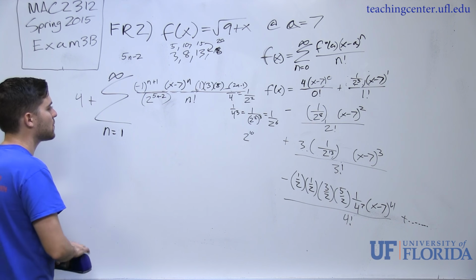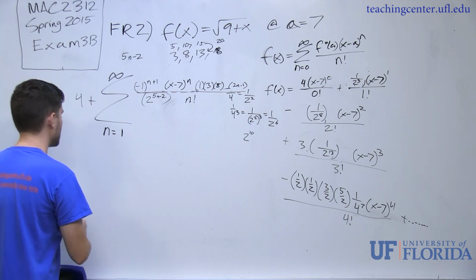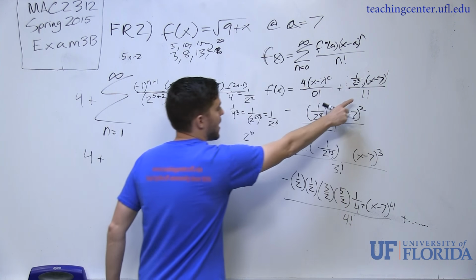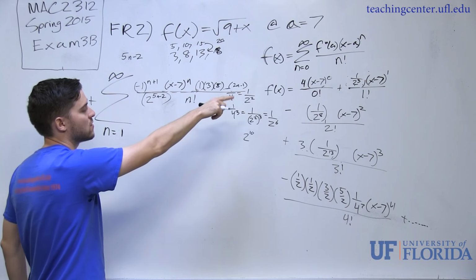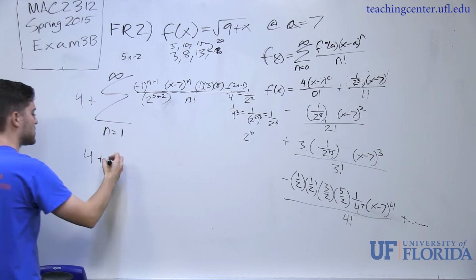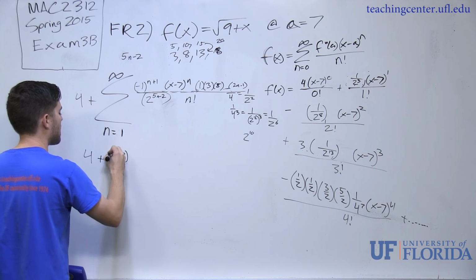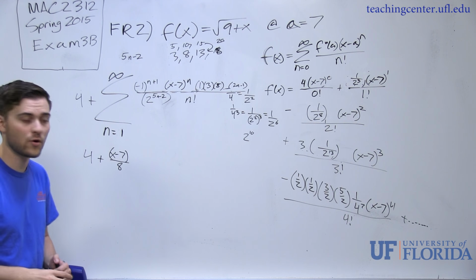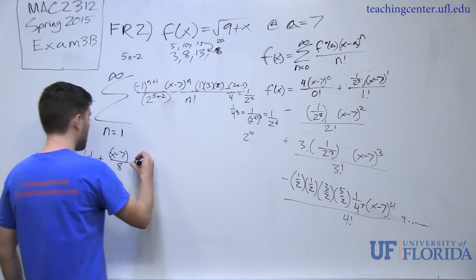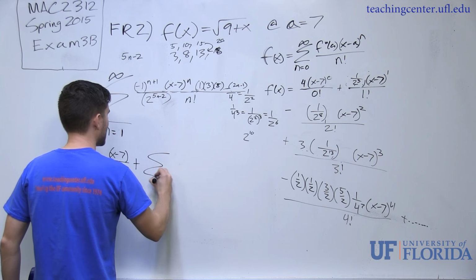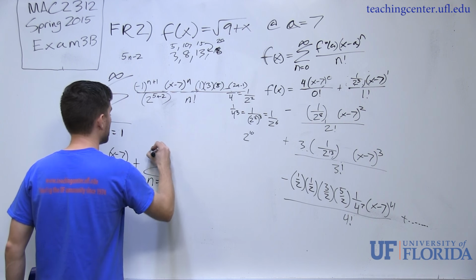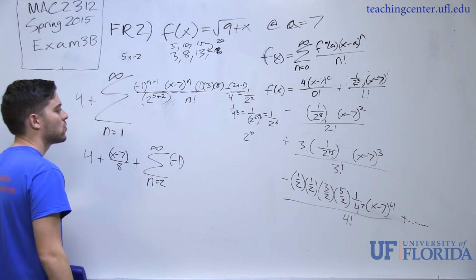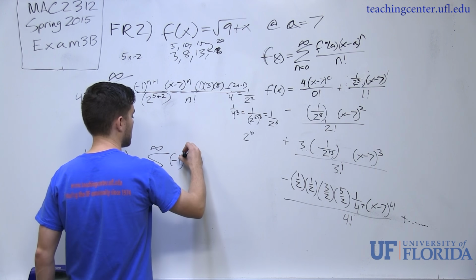So I'm going to go ahead and just rewrite my entire series. I'm going to say that the new one should be 4 plus, I have x minus 7 times 1 over 8, so x minus 7 over 8 times 1 factorial, that's just equal to 1, so we don't need to worry about that. Plus my series, now indexed at n equals 2 to infinity, of negative 1 to the n.